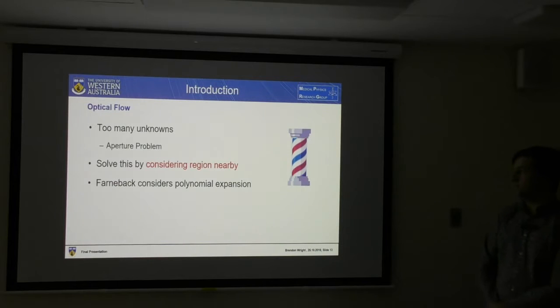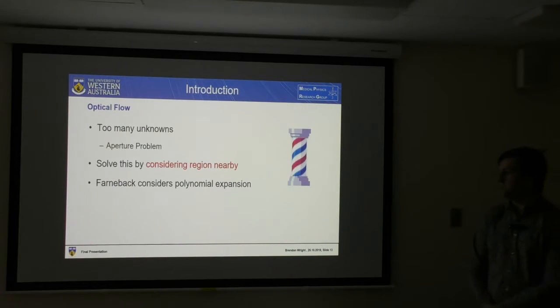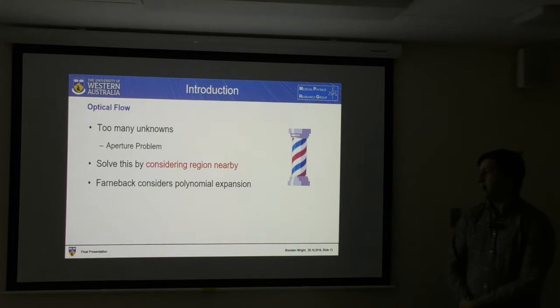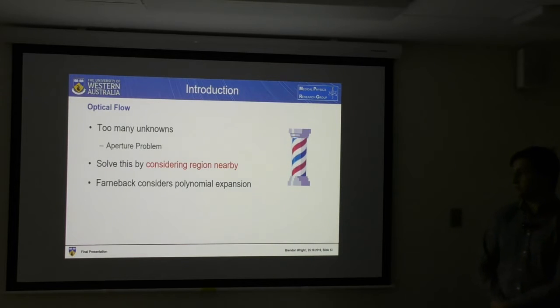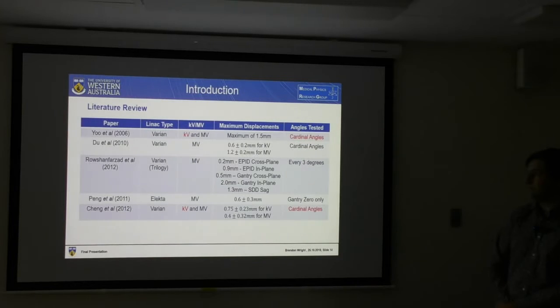So to solve this problem, we consider a region nearby to the actual pixel which we're trying to find the movement at. So one particular method, which is the Farneback method, which was used for this project, considers a polynomial expansion of the signal at each individual pixel.